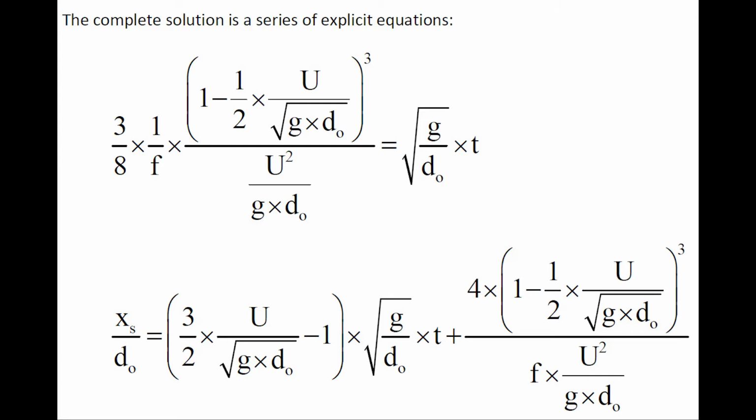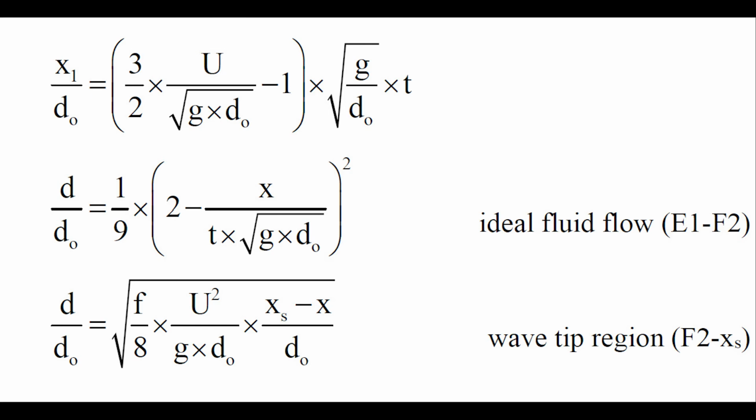The first equation gives an explicit expression between the wave front celerity and the time t. The second gives the location of the leading edge of the dam break wave. The last three equations give the shape of the instantaneous dam break wave free surface profile at a time t.